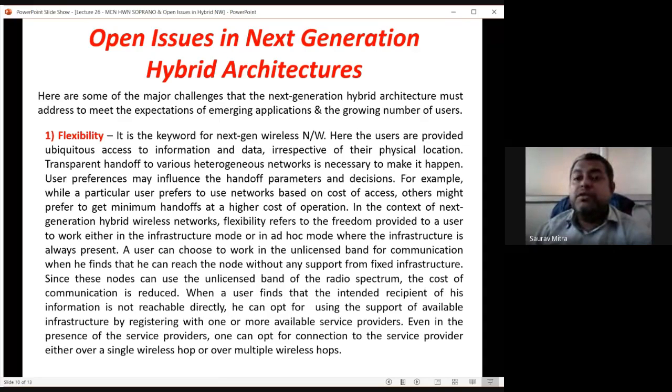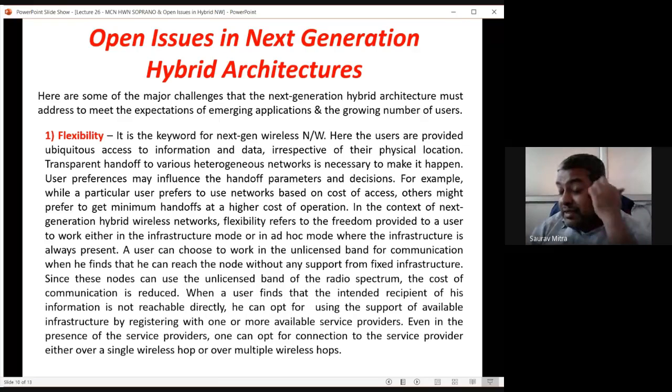So directly Vodafone will be able to connect to that receiver by using Vodafone initially and then Airtel connectivity. Okay, so that interoperability, by using different networks, by jumping from one network to another network to keep the connectivity intact. That kind of flexibility should be offered to the user even in the presence of the service providers. So Airtel, Jio, Vodafone, they are all service providers. Even in the presence of service providers, one can opt for connection to the service provider either over a single wireless hop or multiple wireless hops.